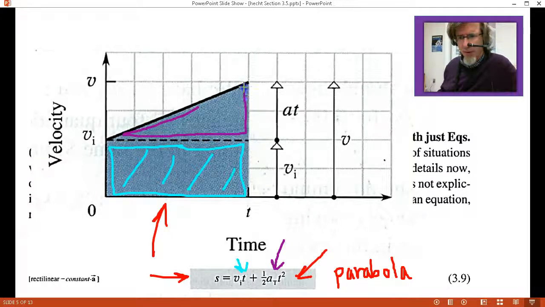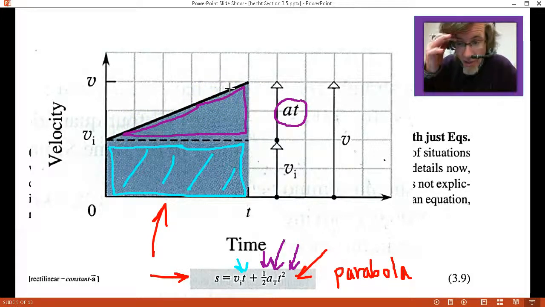So what's this part right here? Well, it's a triangle. And a triangle is 1/2, so that explains where the 1/2 comes from. The base is just time. That explains where one of the times comes from. And the height, this we agreed was the height of that triangle. It's the acceleration, the slope of the line. Remember, the slope of a velocity time curve is acceleration times the run. The slope times the run is the rise.